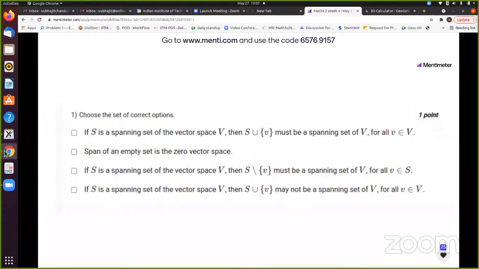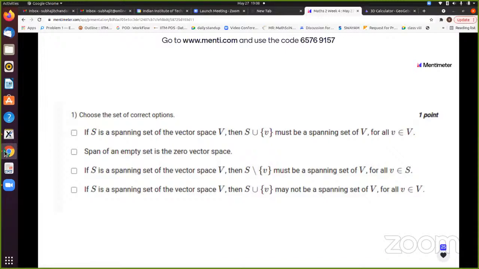Next, the third one, which is again an important thing. You have a spanning set and you are eliminating one vector from the set. Now, it must be a spanning set of V, but will it still be a spanning set? So, is it correct or wrong? Some of you have said it is correct, and some of you have said it is wrong.